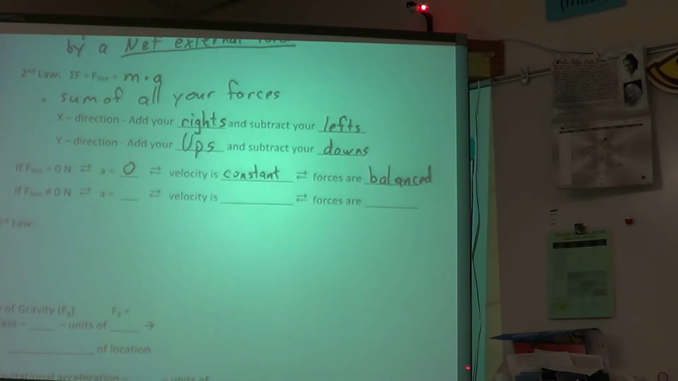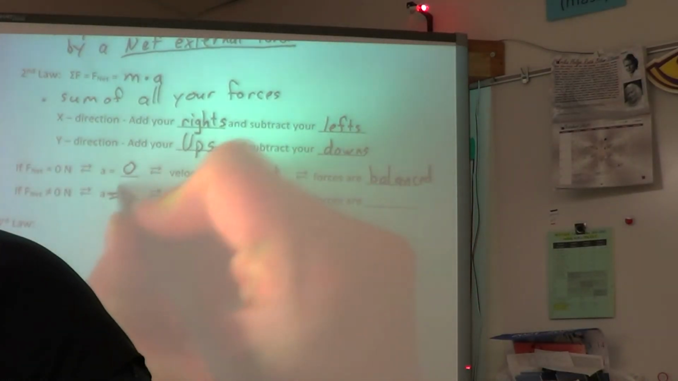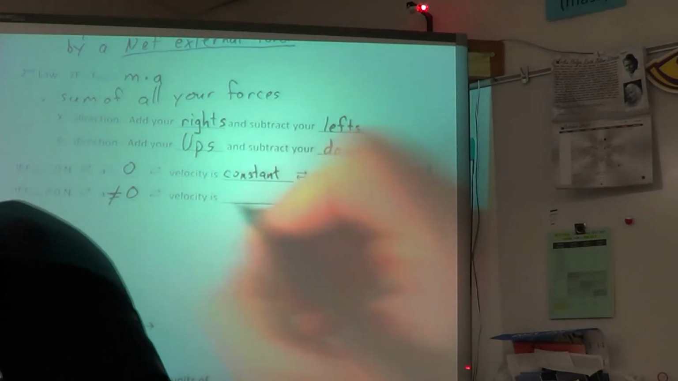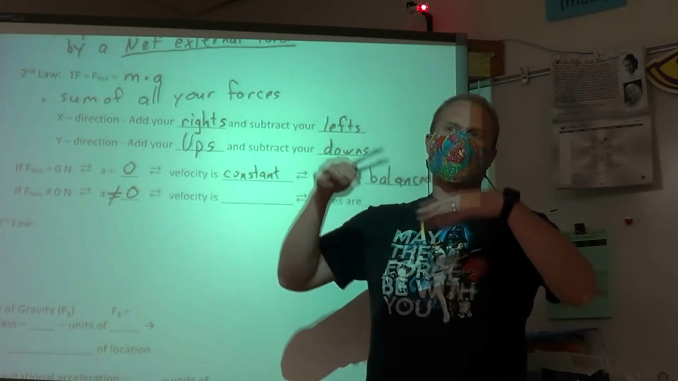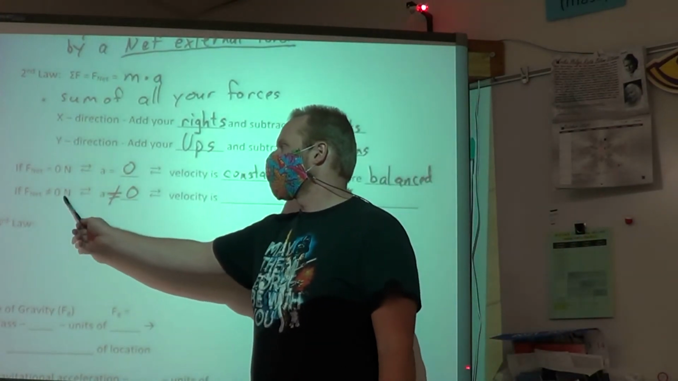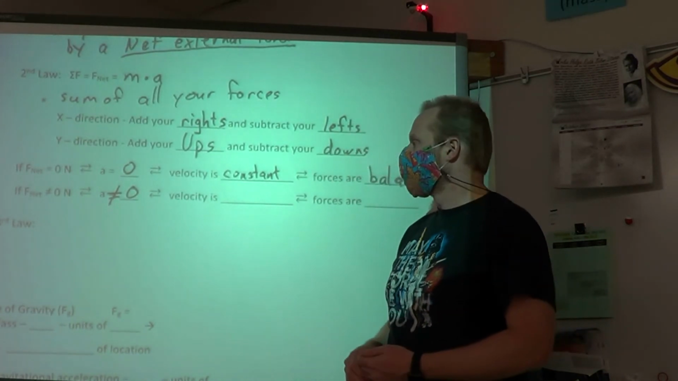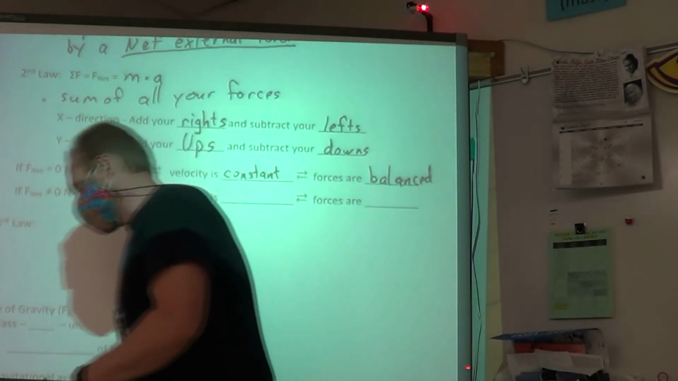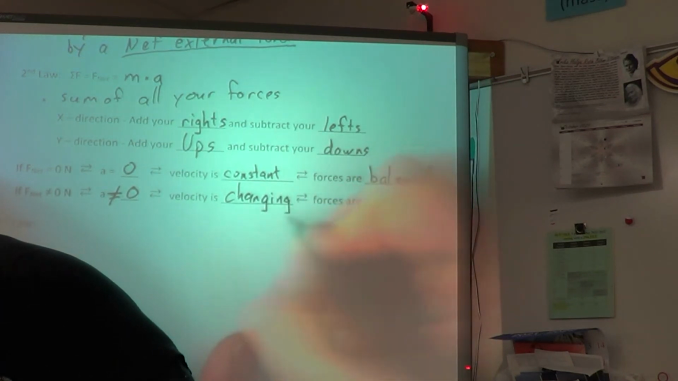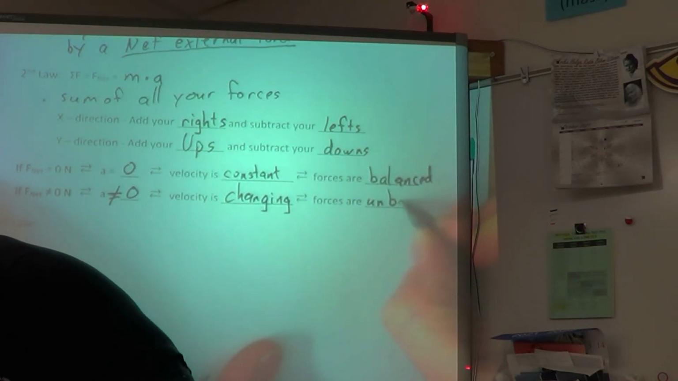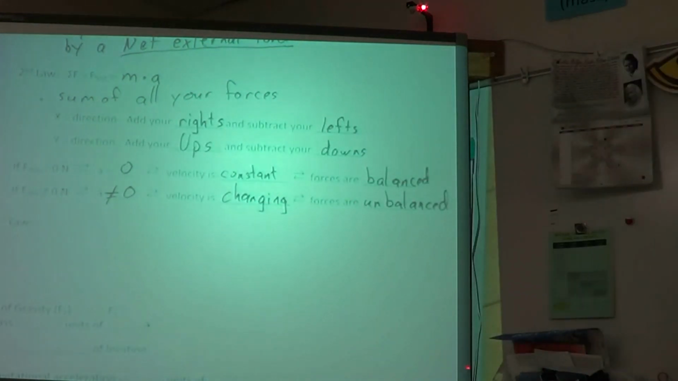Now, the inverse, or the opposite, of all this is also true. If your F net does not equal 0, that means your acceleration does not equal 0. If your F net isn't 0, if it's 1, or 2, or 0.867, any number except 0, then your acceleration is going to have some non-zero value. And if your acceleration is not 0, that means your velocity is changing. That's the definition of an acceleration. The reason that happens is because your forces are unbalanced. You have unbalanced forces.